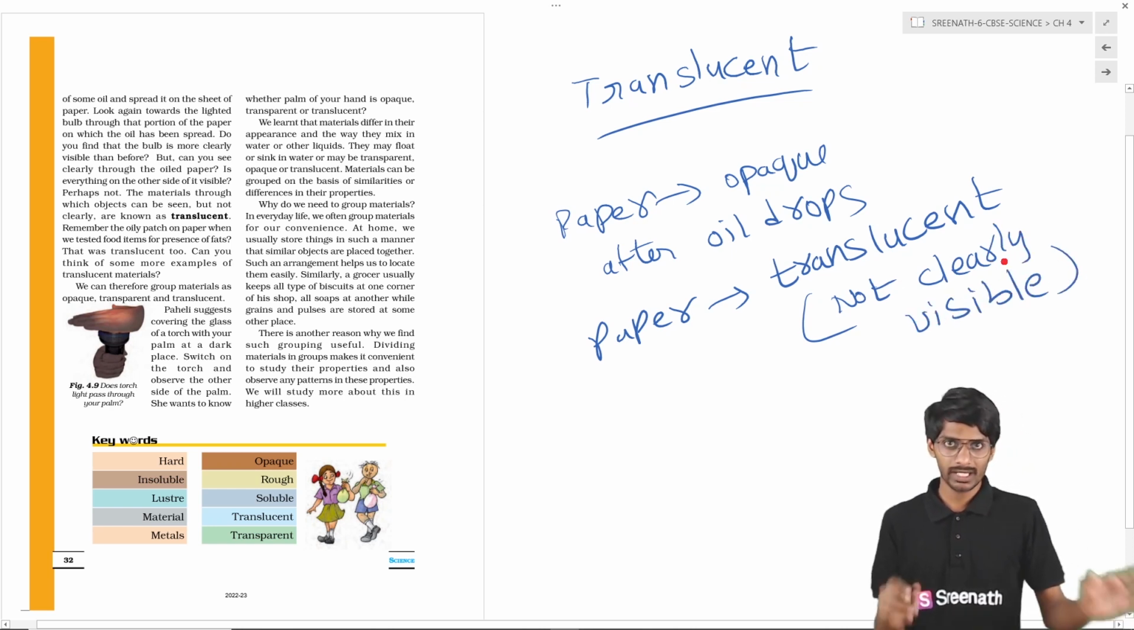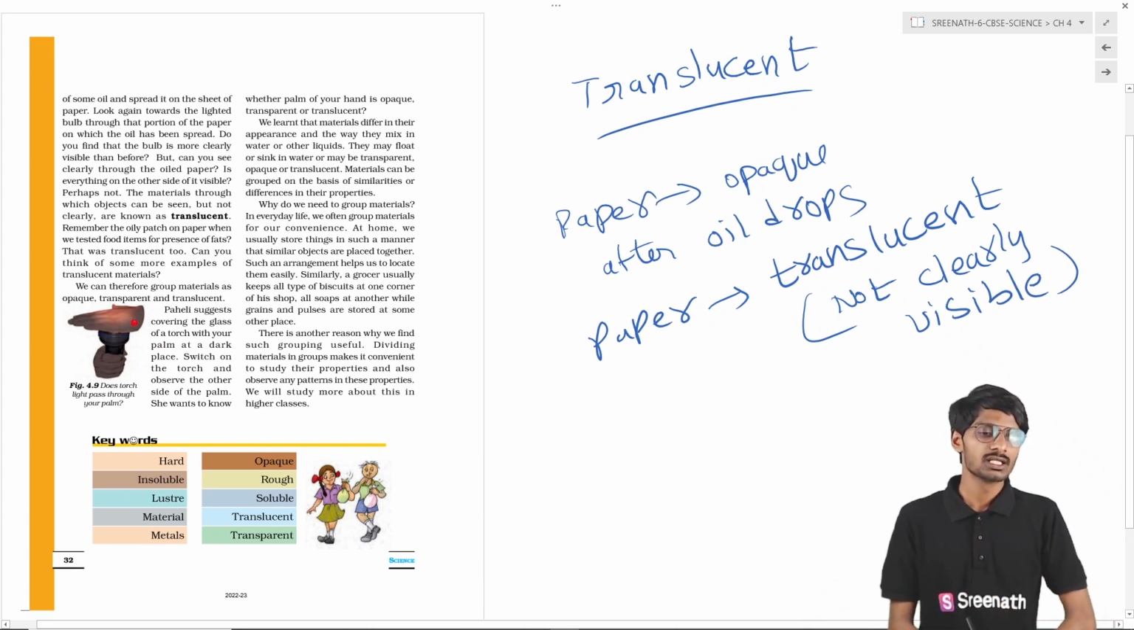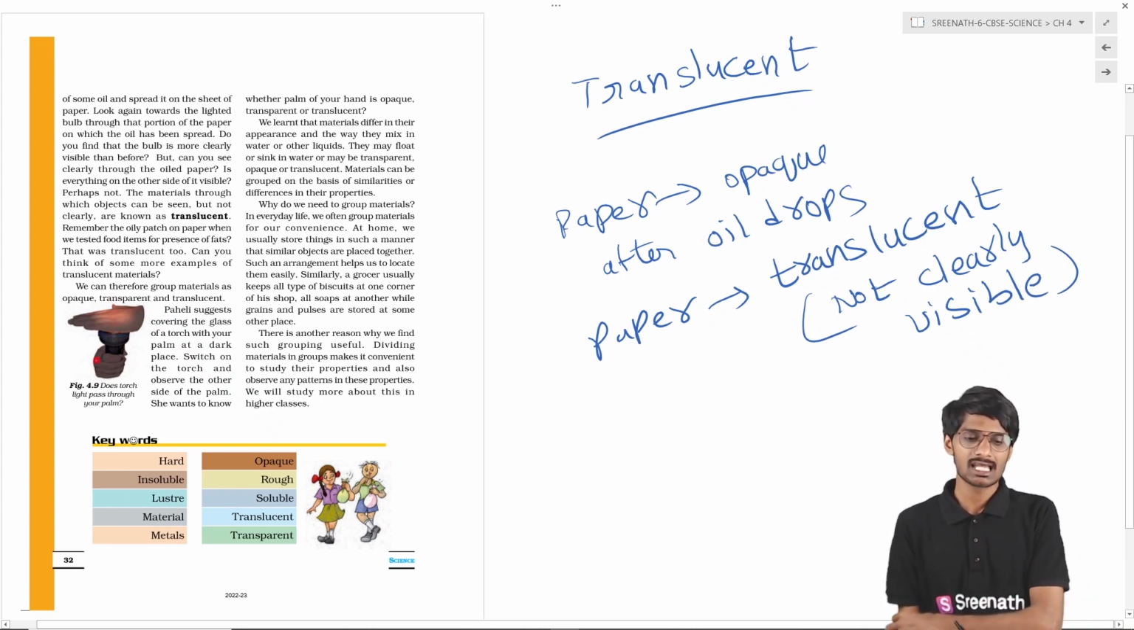But we can see, but not clearly. So those are the translucents. Suppose the torch is falling on your palm, so that light is traveling through the palm. So this is called translucent. And oily paper, that is also translucent.